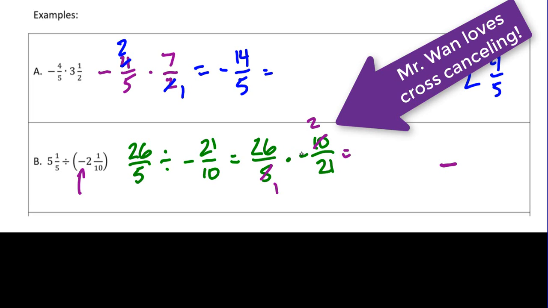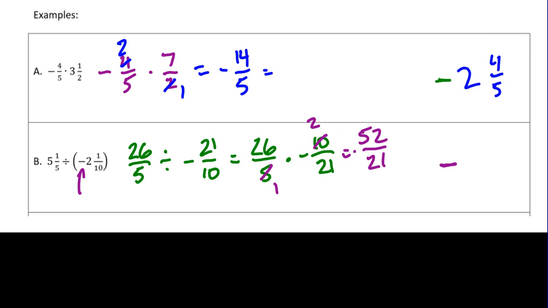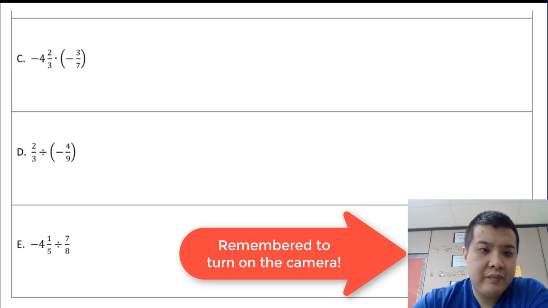So here we go. 2 times 26 is going to be 52 over 1 times 21. Oh, that's easy. 21, remember to put the negative in front, which means we need to change this into a mixed fraction. 21 goes into 52 twice with a remainder of 10, because 2 times 21 is 42, 10 over 21, and that's as simplified as it gets.